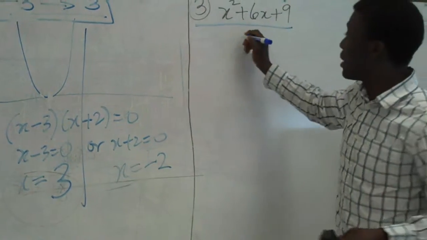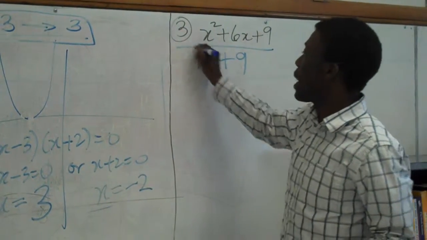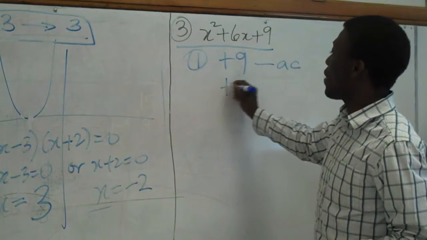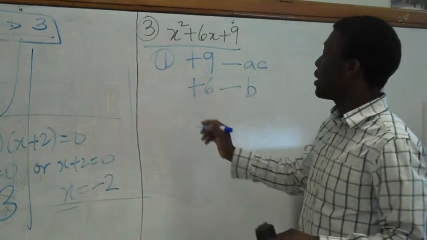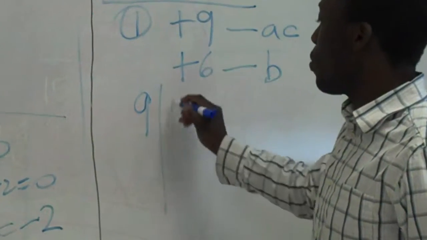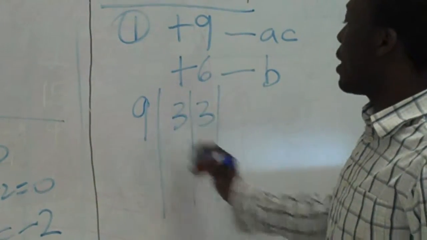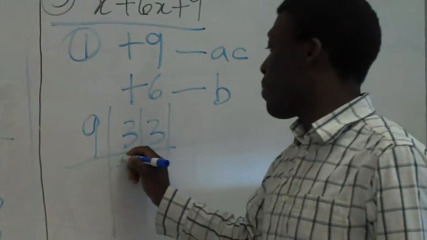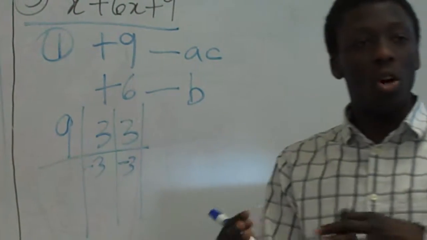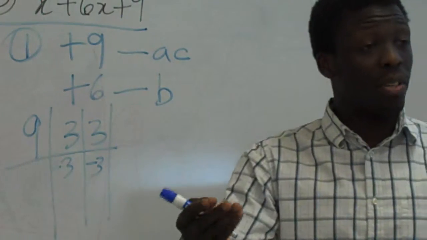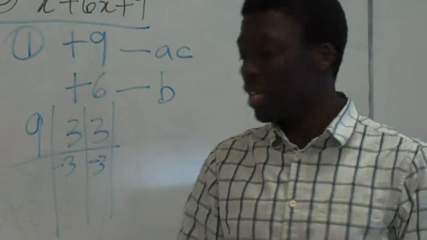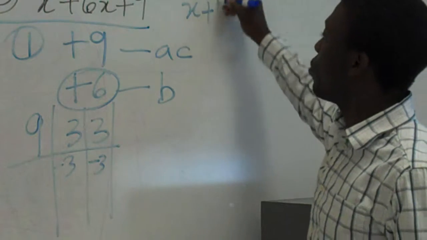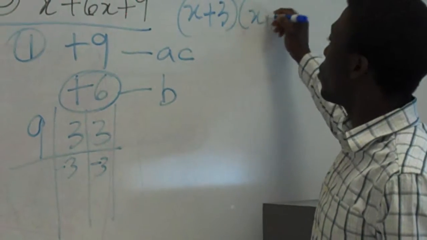For the third one, this is the easiest one to do. Our AC is plus 9. That's step 1. Find AC. Step 2 is to identify your B, which is plus 6. You find two numbers that when you multiply them, you get 9. And when you add them, you get 6. 3 and 3. Even though minus 3 and minus 3, when you multiply them, you can get positive 9, when you add them, you get a negative 6. We need them to add up to our B. So we get x plus 3, x plus 3.